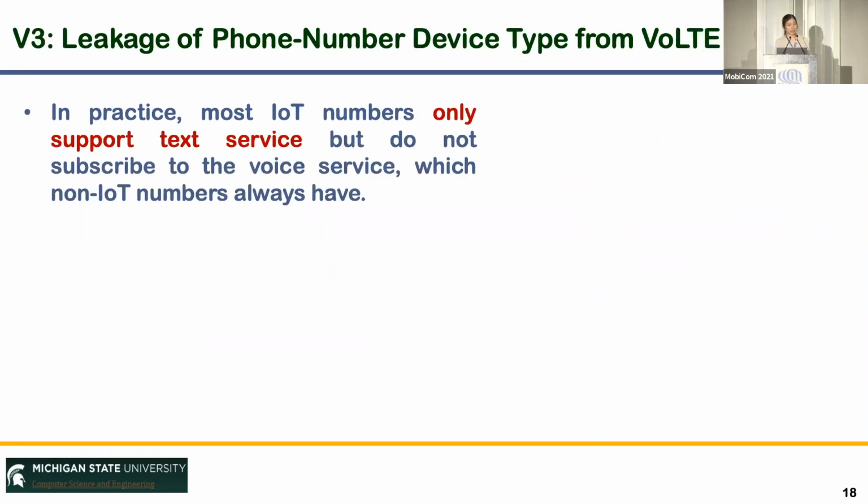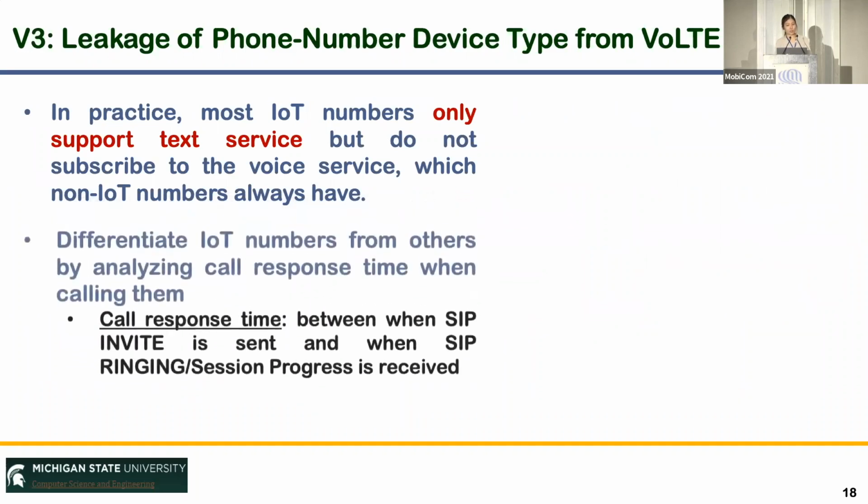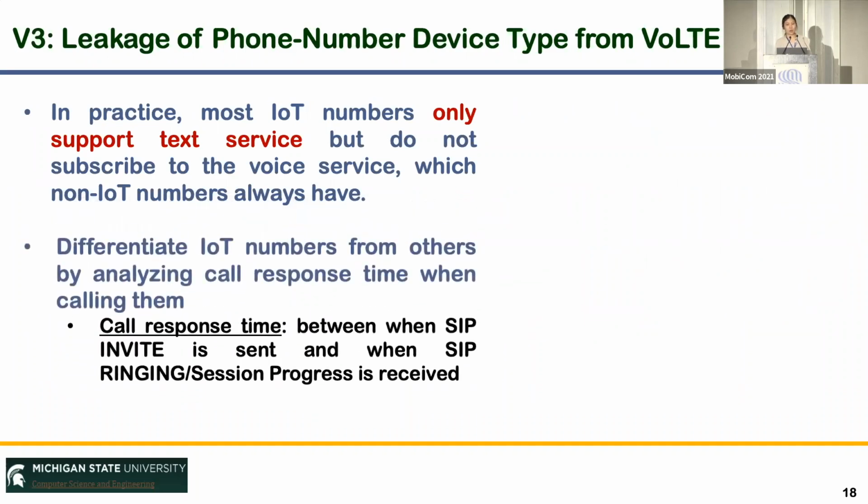The third vulnerability is that most IoT numbers only have the text service, but do not subscribe to the voice service, while those non-IoT numbers always have. So it may cause different call response times while calling an IoT and a non-IoT number, which can result in the leakage of phone number device types.